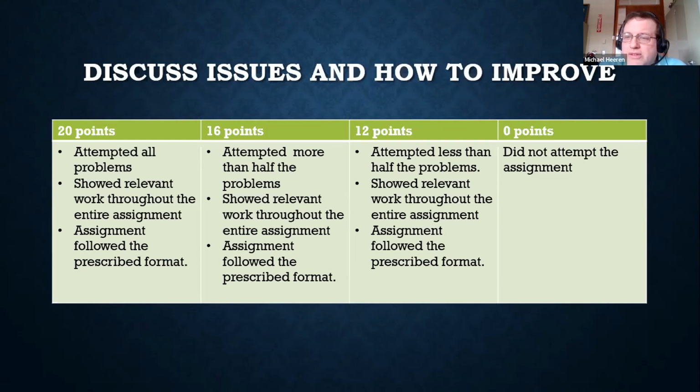Exactly. Getting some points for attempting problems, but not meeting one of the other two criteria. Yeah, that might be a nice way to improve this rubric as well, so that we can get some points for the student without jumping directly from that 20 down to the 0.